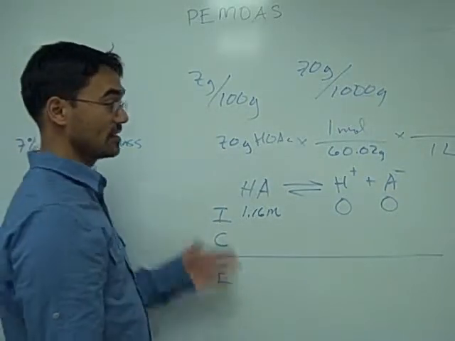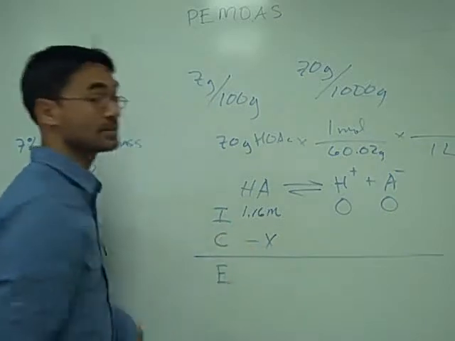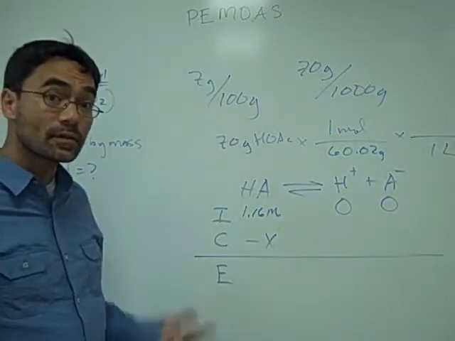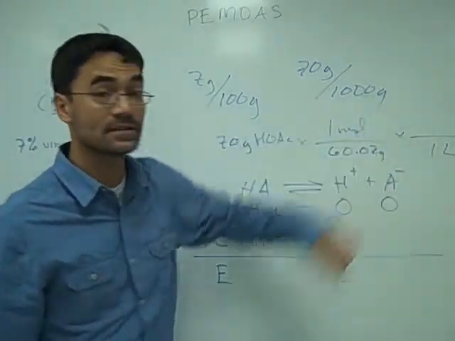But we know that's got to change. This system has to go forward to make products. So there's going to be some loss of acid. Now, everything in this process is a one-to-one stoichiometry. For every acid molecule that breaks, we get one piece of hydrogen and one piece of the anion.